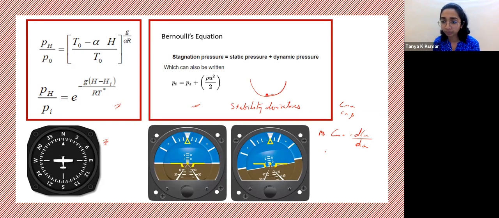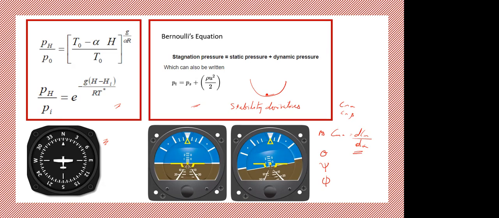What are the attitudes? That is theta, that is pitch, yaw, and roll. So the gyroscopic instruments just measure these. It does not give you an indication towards the stability. Stability comes from the stability derivatives, not from the attitude measurements. Okay? Yes, ma'am.